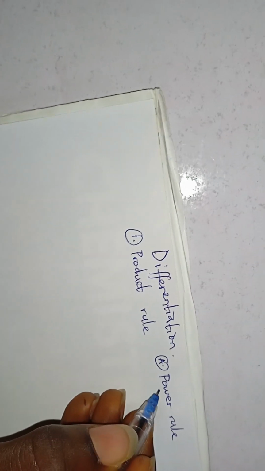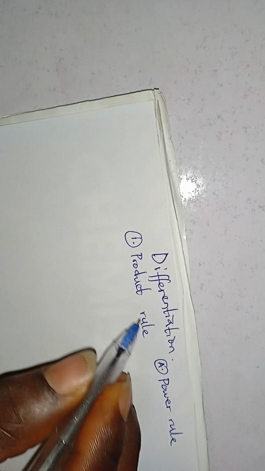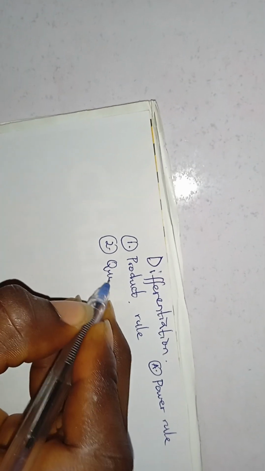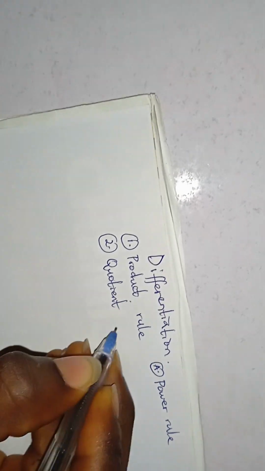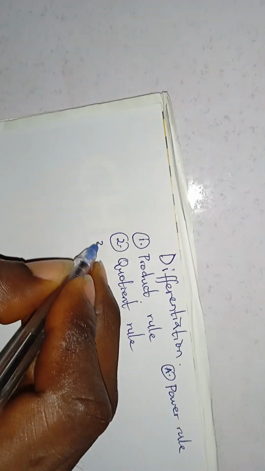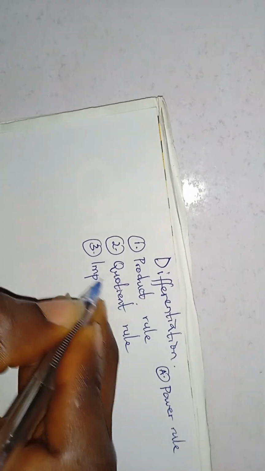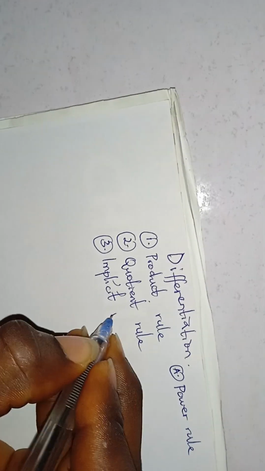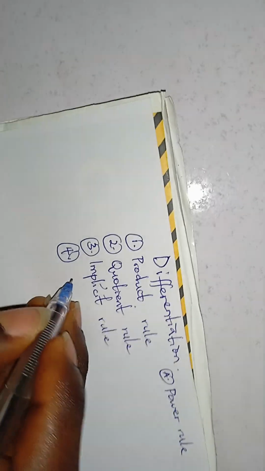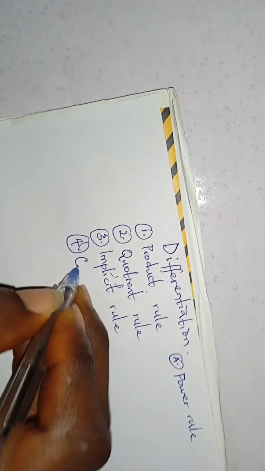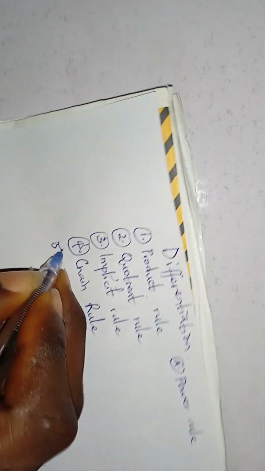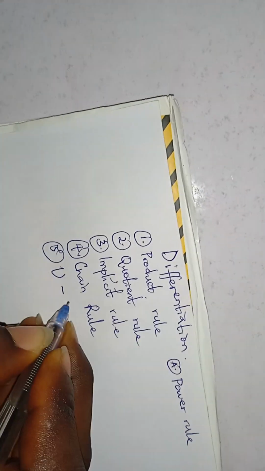So if you're watching this video, do well to go and check out the product rule, the quotient rule. This is also called L'Hopital rule. Now, do well to check the implicit method, which we call implicit rule. Do well to check out the chain rule. Then, I'll also be teaching you solving using U substitution.